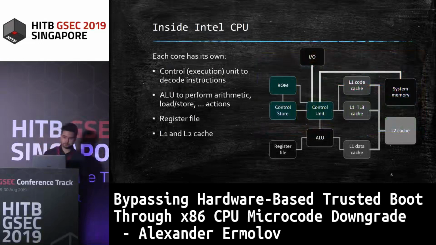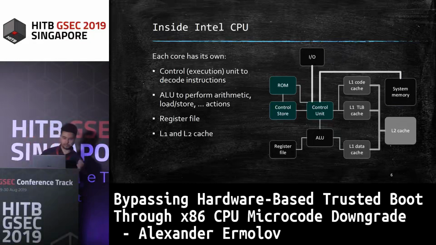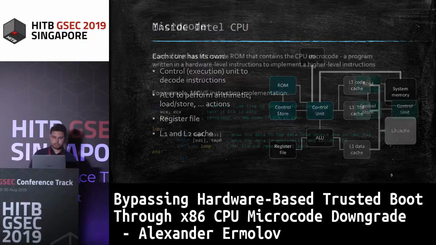Also, the CPU can have a graphics core, memory controller, shared cache level 3, and some input-output logic. Each core has its own control units and arithmetic units to decode instructions and perform arithmetic operations. Also, each core has a register file and caches, level 1 and level 2.